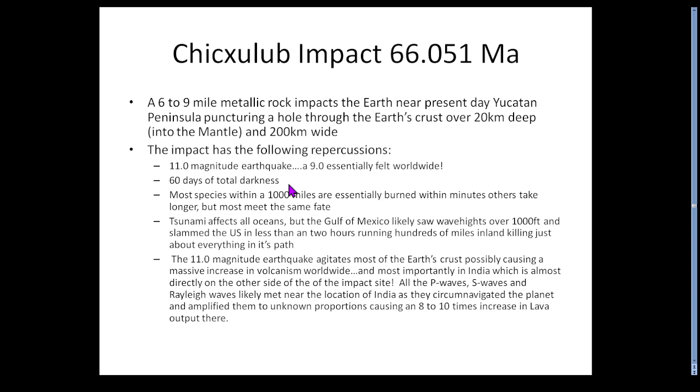The impact has the following repercussions: a magnitude 11 earthquake. I mean, that just essentially says that it's bigger than what we can really conceivably think of, but really you're just dealing with a 9.0 essentially felt worldwide. To put it in perspective, I can only imagine that if you think of an earthquake, initially it's just the rupture.